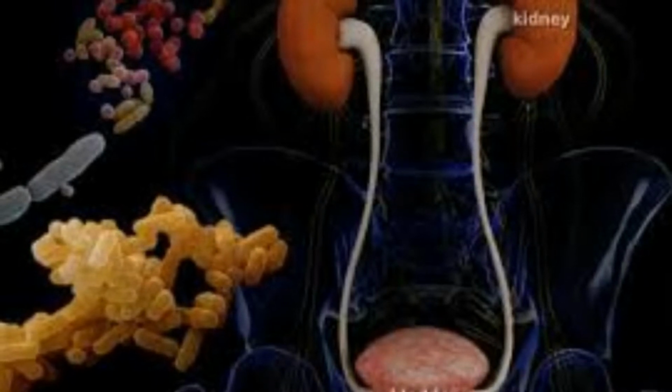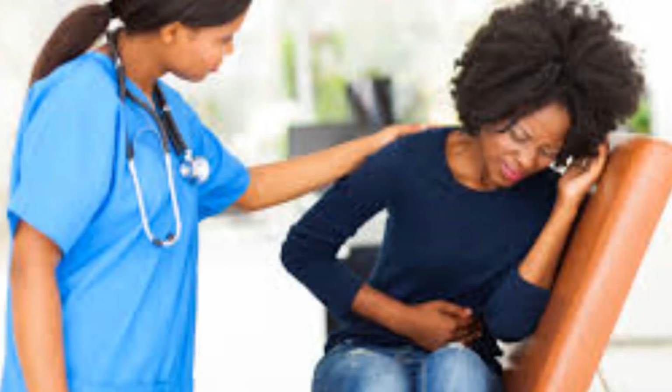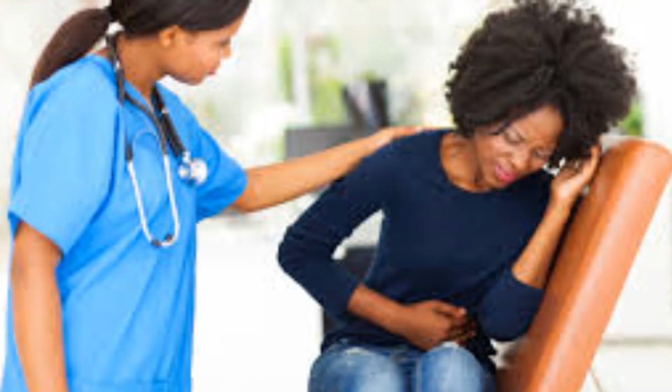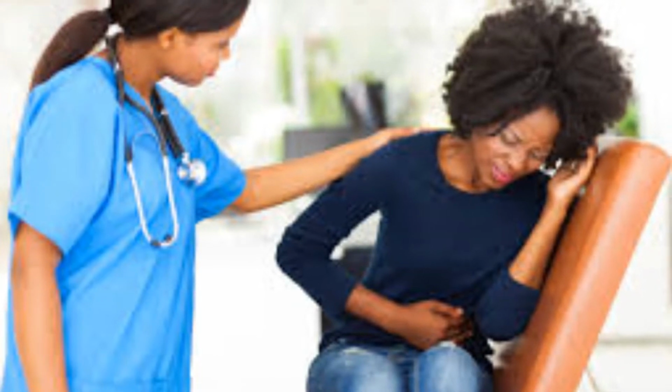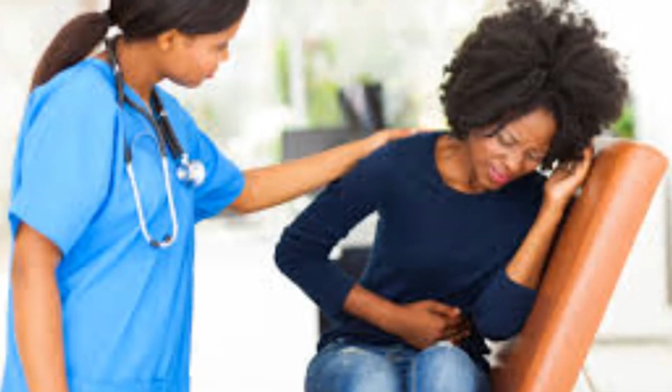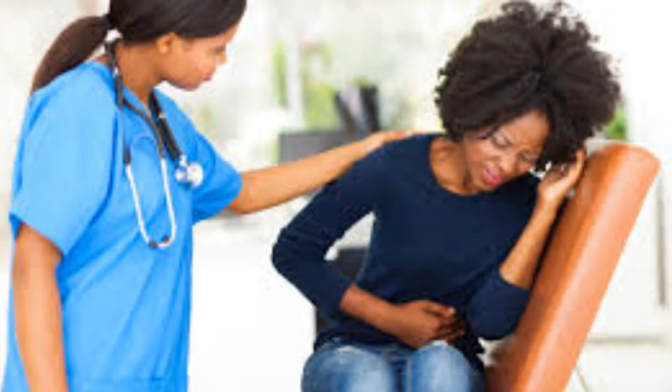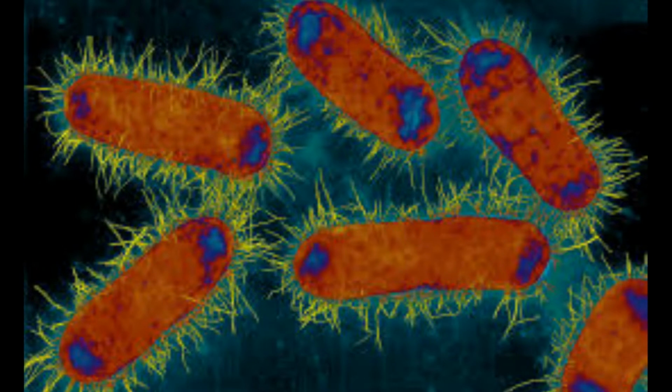Infection in the upper urinary tract generally affects the kidneys, pyelonephritis, which can cause fever, chills, nausea, vomiting, and other severe symptoms. The lower urinary tract consists of the bladder and the urethra. Infection in the lower urinary tract can affect the urethra, urethritis, or the bladder, cystitis.